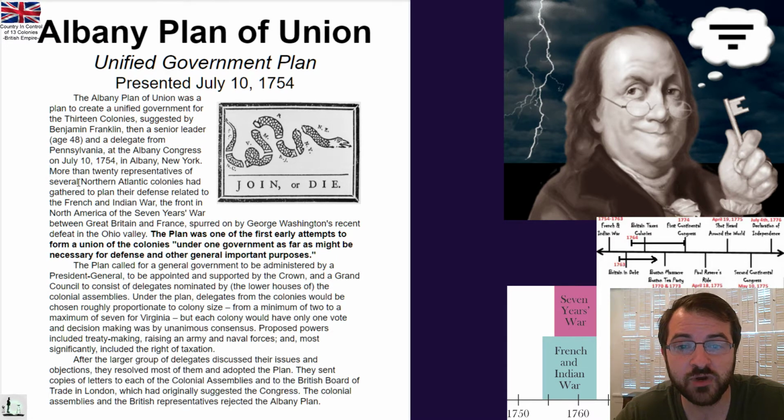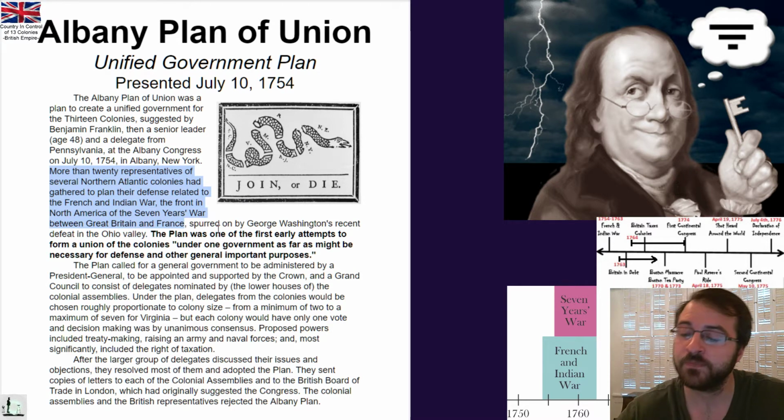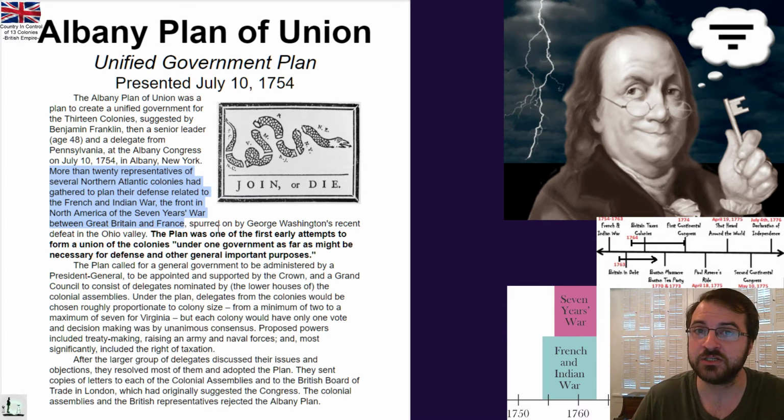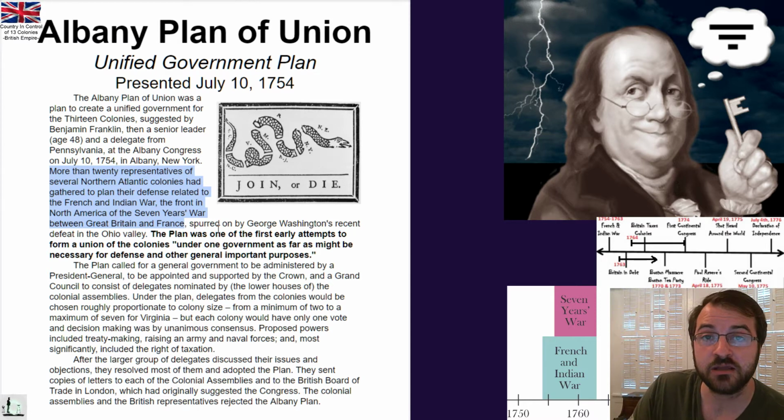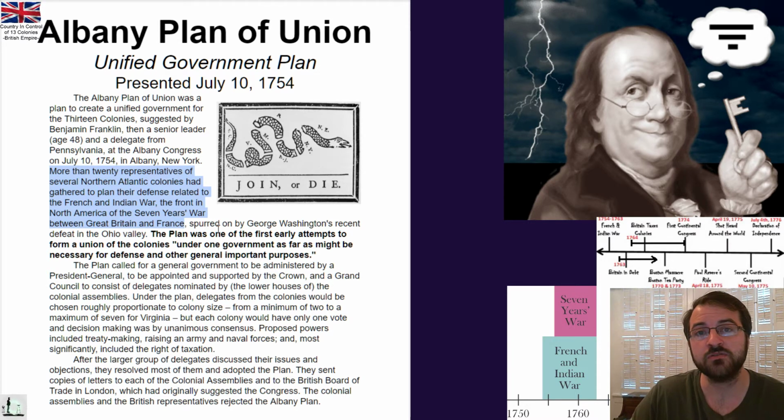More than 20 representatives of several northern Atlantic colonies, so the New England colonies mostly, had gathered to plan their defense related to the French and Indian War, which was the portion of the North American 7 Years' War between Great Britain and France. Remember, Great Britain and France were basically engaged in one of the first world wars, the 7 Years' War. It started basically here in the colonies with the French and Indian War, and it exploded all over the world.